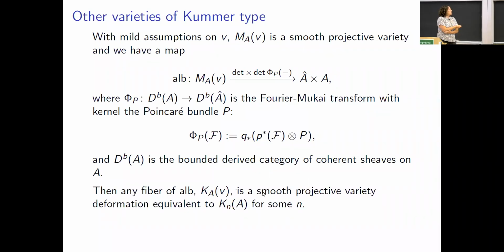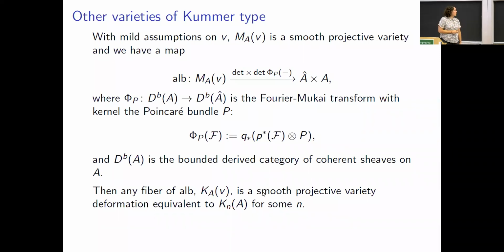And so what I want to do is consider the fiber over any point of this map. This is my replacement for that summation map. In fact, any fiber, which I'll write K of V, is a smooth projective variety, and it is in this deformation family. So it's deformation equivalent to the generalized Kummer variety for some n. Not all of the varieties in this deformation family arise in this way, but a lot of them do, and this is a very explicit way to start studying these varieties in this family.